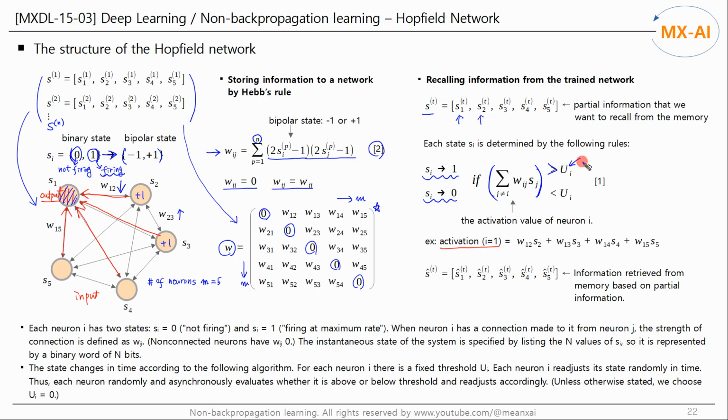The threshold U can be thought of as the bias of each neuron. It is assumed to be 0 here. In this way, the state of each neuron is updated. This process is repeated until the state of each neuron no longer changes, that is, until it converges to a stable state. Then we can get a new state vector for this test data point. This is the complete information retrieved from memory based on partial information. We need to update the neurons in random order.